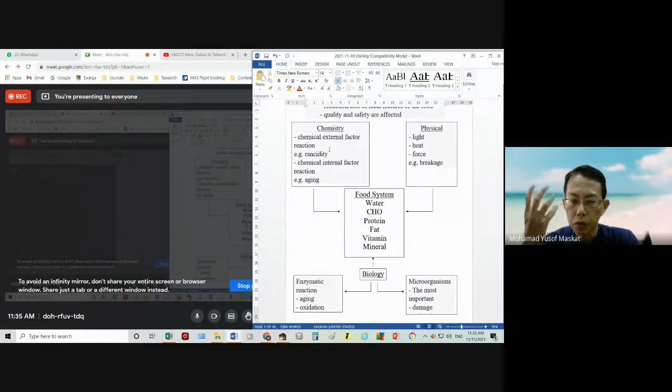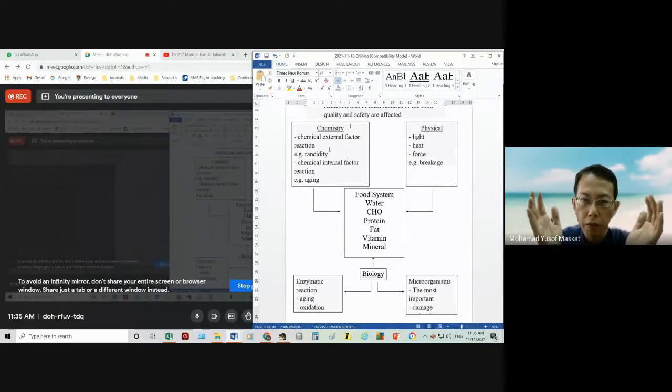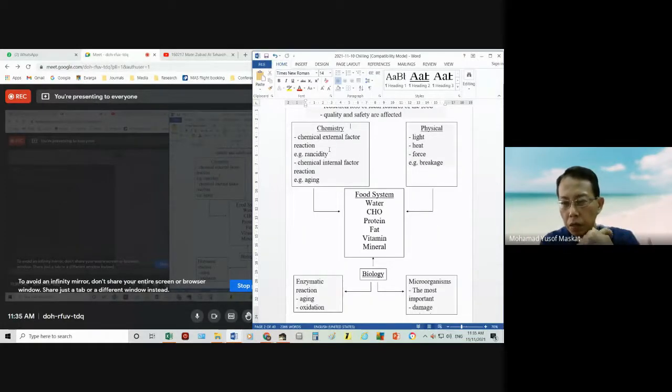So the oxygen is outside of the food system. When the food system is exposed to oxygen, then it becomes rancid. Banana chips, for example, keripik pisang. When stored, because banana chips are fried products, they contain a lot of oil. The oil will react with oxygen and develop a rancid flavor, rasa kepengikan. That is an example of a chemical external factor reaction.